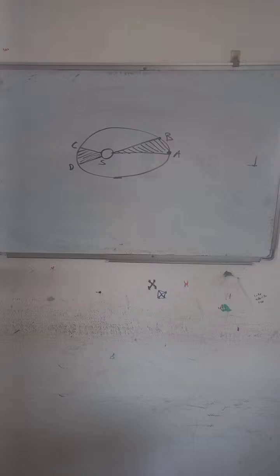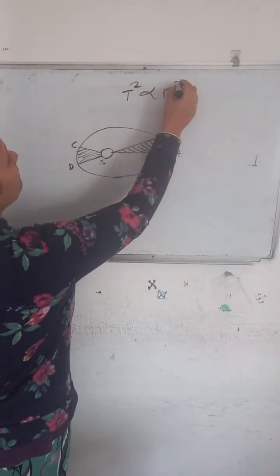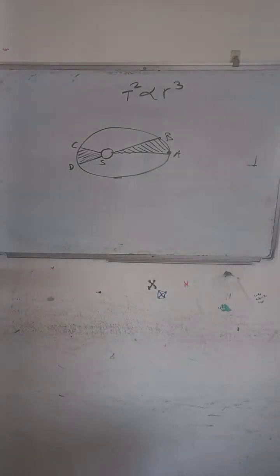And the last law is nothing but the law of periods. The square of the period of any planet about the sun is directly proportional to the cube of the semi-major axis of the elliptical orbit. So we can write here T squared is directly proportional to r cubed. We have derivations for the second and third law that we can do in tomorrow's class. In tomorrow's class maybe we can finish the derivations for this chapter.